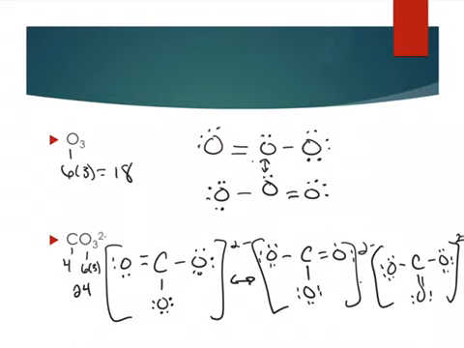So that one has 3 resonance structures. Yes, you have to draw all 3. Only for today, only when you do this assignment.